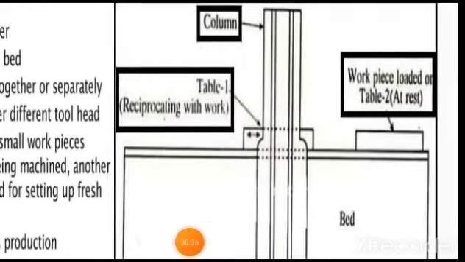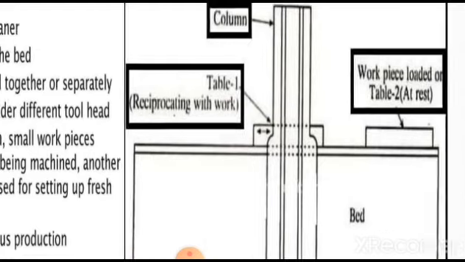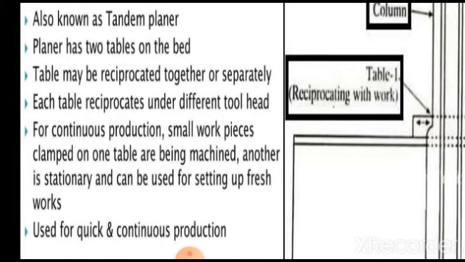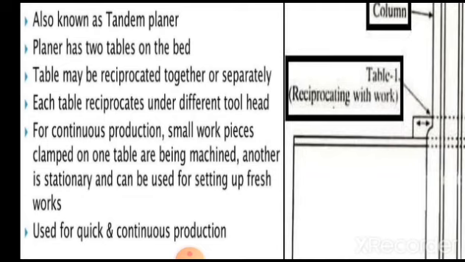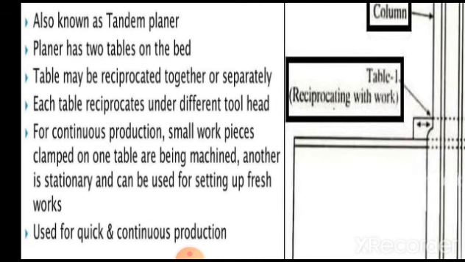Either we can reciprocate both the tables or only one table depending upon the requirement. For continuous production, each table reciprocates under different tool heads. Small workpieces clamped on one table are being machined, while another is stationary and can be used for setting up fresh works. So this is the plus point.